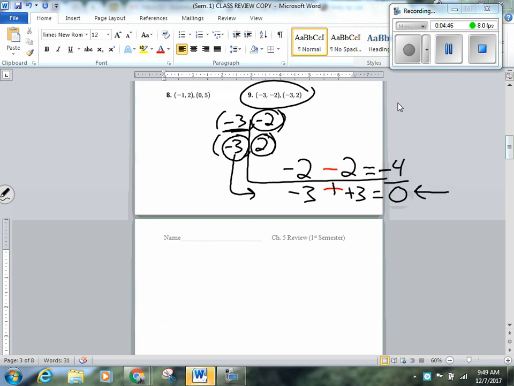When you have a 0 at the bottom of your fraction, if you put that in your calculator, it may give you a different message. But this is an undefined slope. Okay, undefined slope. So our answer is undefined slope.